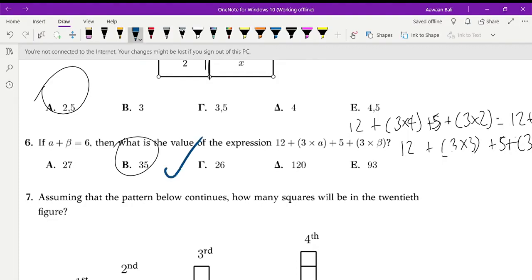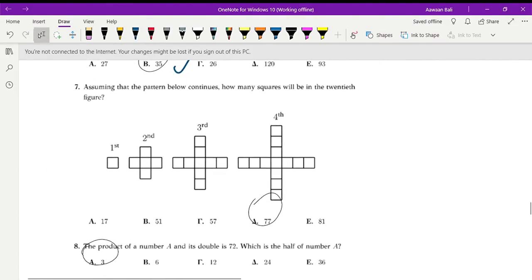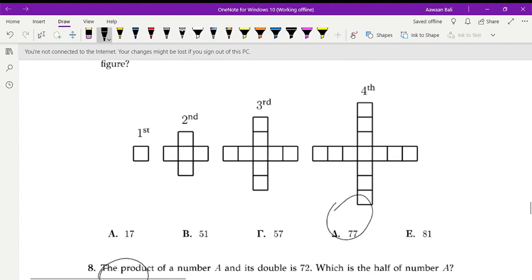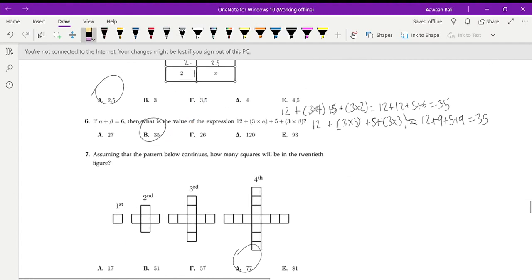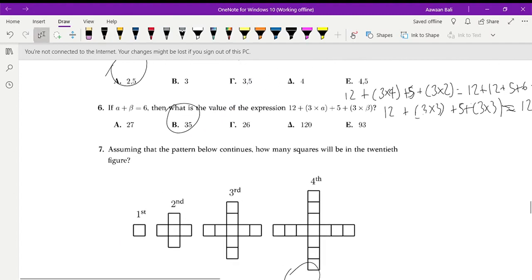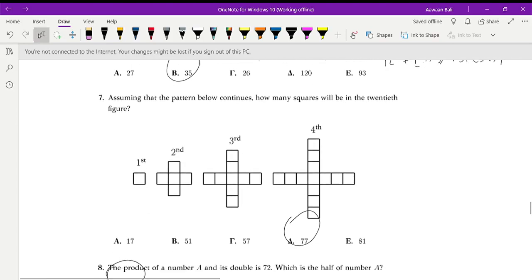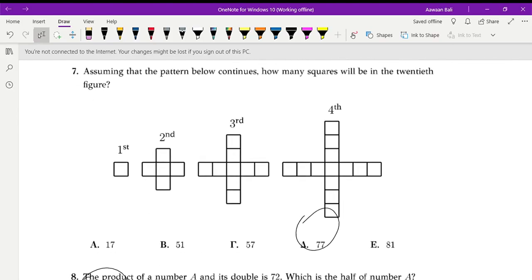But it's not always like that. There can be certain set of rules more, like if the equation is different in a way, or there's another more rules. But this is the simplest of the simplest, so it's easy, this one. So we can say that it's 35. Now, assuming that the pattern below continues, how many squares will be in the 20th figure?